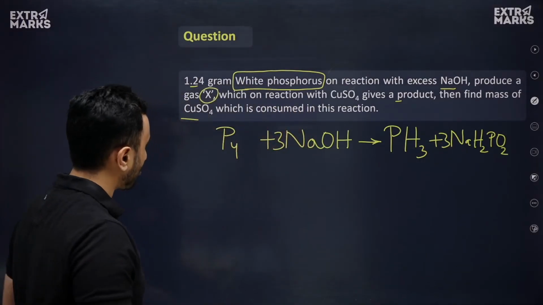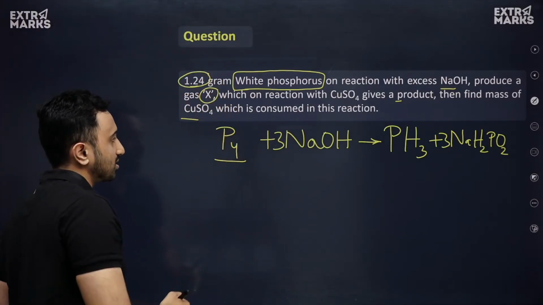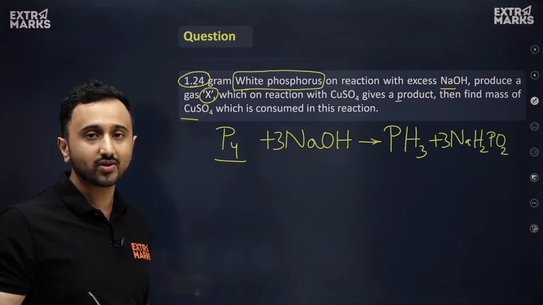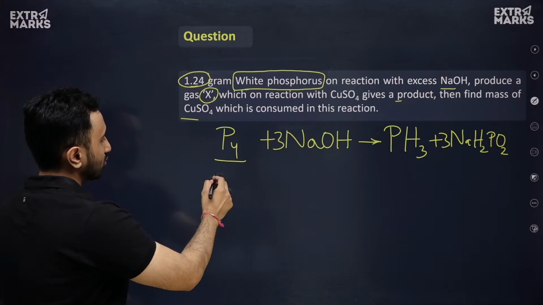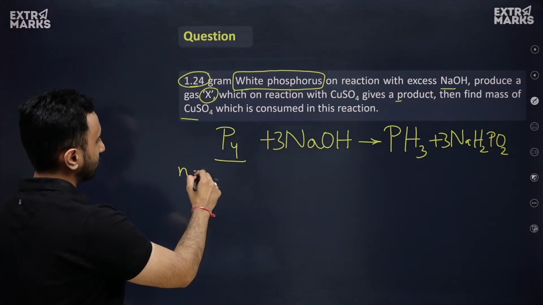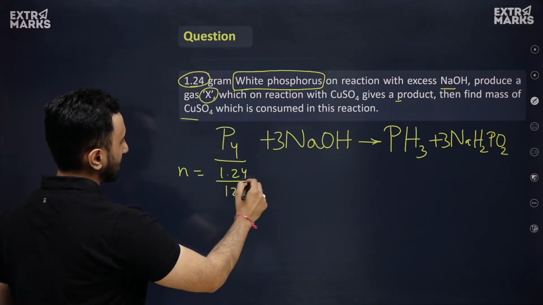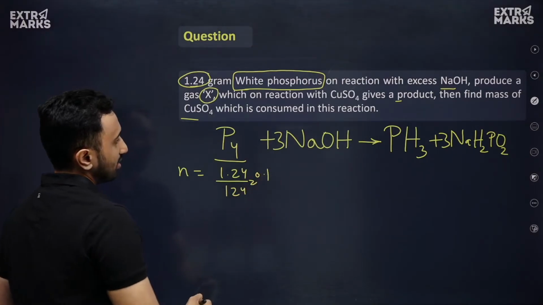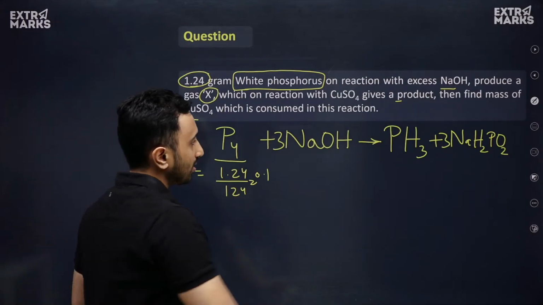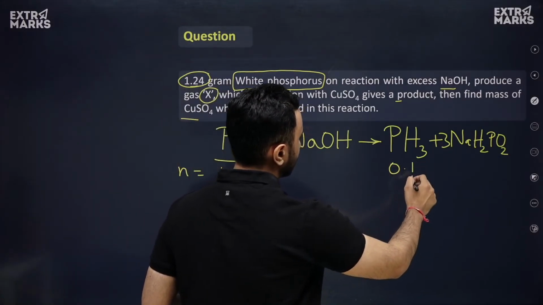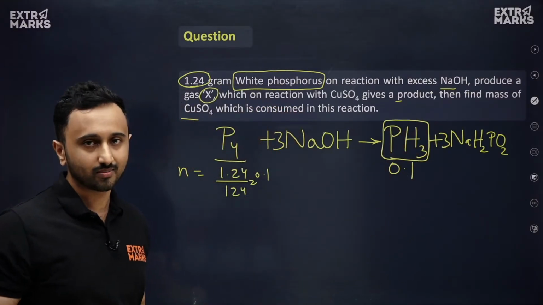Now, P4, what is the amount that we have taken? 1.24 grams. What is the weight of P4? 31 into 4. That will give you 124. So, the number of moles will be 1.24 divided by 124. That means 0.01. So, 0.01 moles of P4 will give you 0.01 moles of PH3 gas, a 1:1 ratio between P4 and PH3.